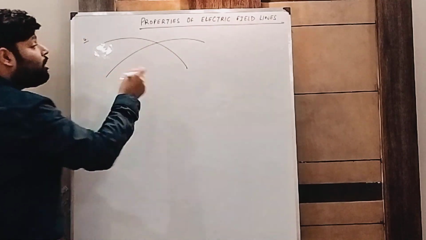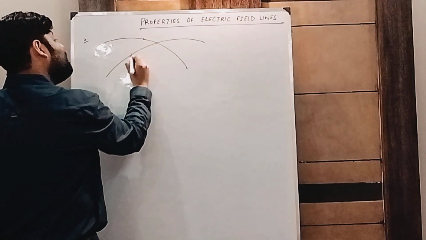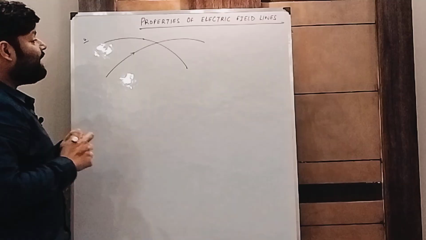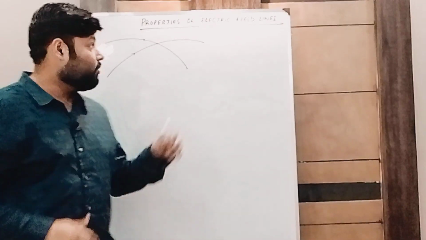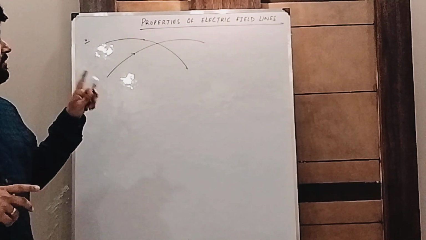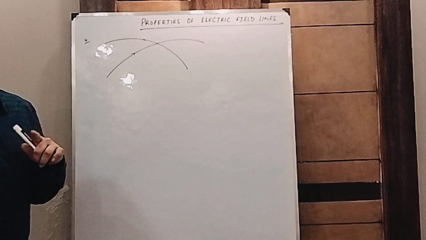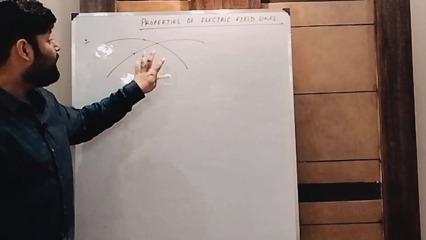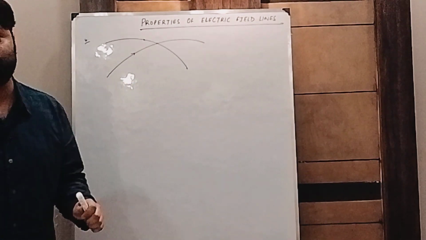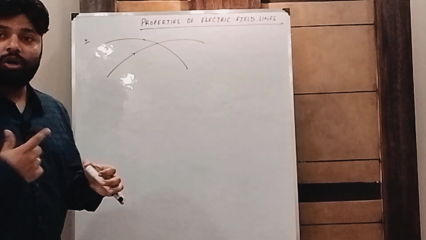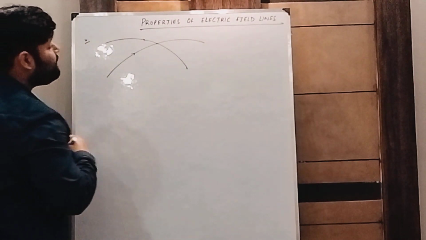I cannot draw two electric field lines in a manner that they intersect at a point. Now, why is it so? I've already told you about a property which explains why this case cannot be possible. Most of the students must have thought about it also, but let me give you an explanation.